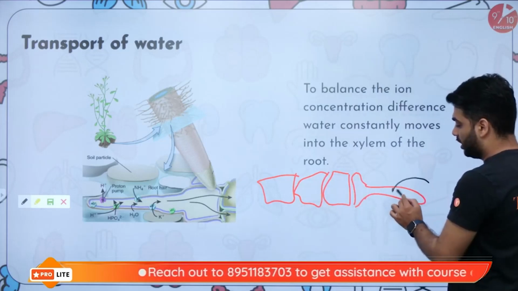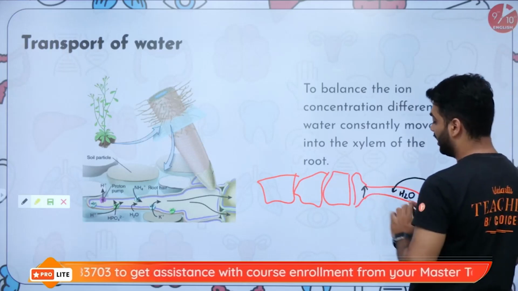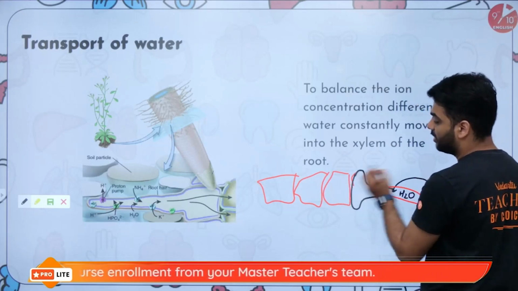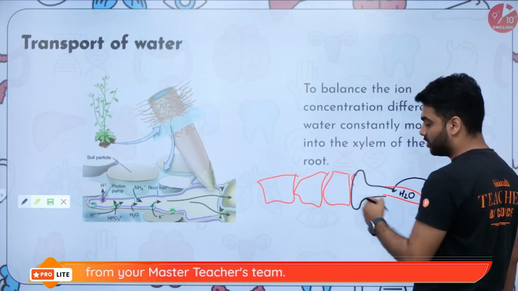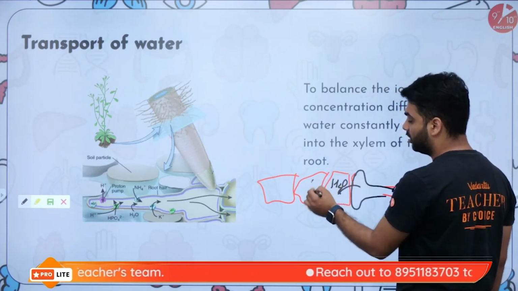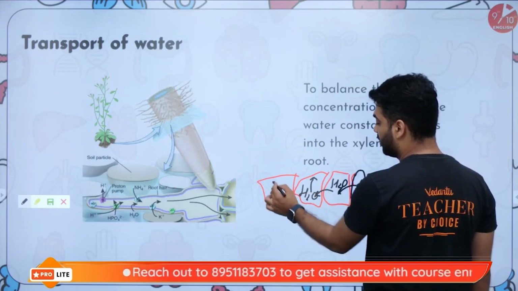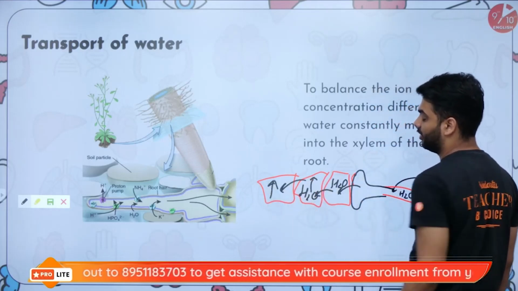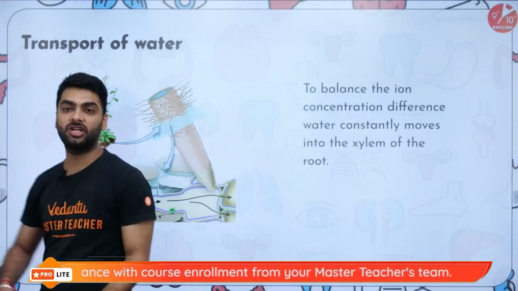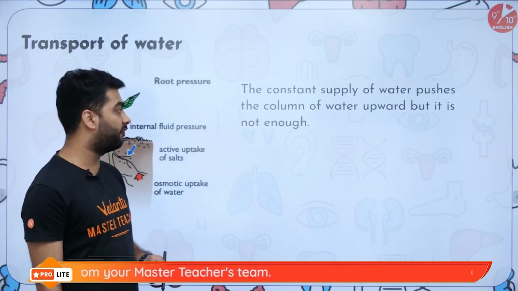Now when the water from the soil came in here, this became dilute, and this became concentrated. So because this became concentrated, the water got attracted over here. Now when water came here, this became dilute, this became concentrated, so it attracted the water here. Now because the water came here, this became concentrated and this became dilute, so the water got attracted here. So in this way the water moves from cell to cell because of the concentration difference between the two root cells. The constant supply of water pushes the column of water upward, but it is not enough.